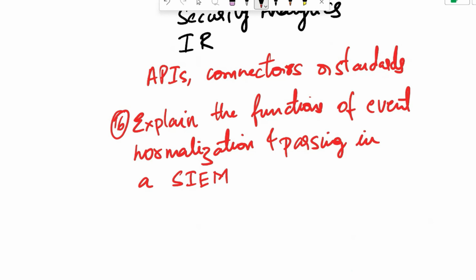Explain the functions of event normalization and parsing in a SIM. We briefly touched these topics, but we'll discuss them in depth here. Event normalization and parsing are crucial functions in a SIM system that help transform raw and heterogeneous event data into a standardized format that can be easily analyzed, correlated, and understood. These processes play a significant role in enhancing the accuracy and efficiency of threat detection, incident response, and overall security monitoring.